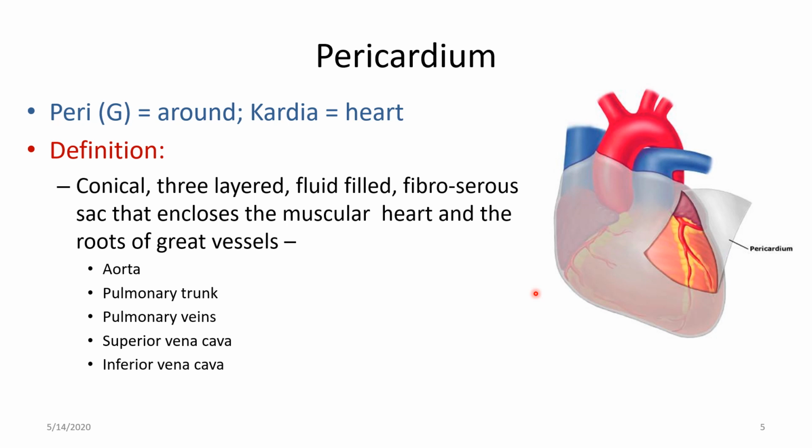One is a fibrous layer, the other is a serous membrane. The serous membrane will have two layers, the parietal layer in contact with the fibrous layer and the visceral layer in contact with the heart, and the space between the parietal and visceral layers is known as the pericardial cavity, which is filled with fluid, and it encloses the muscular heart and the roots of great vessels, the aorta, pulmonary trunk, pulmonary veins, superior vena cava and inferior vena cava.